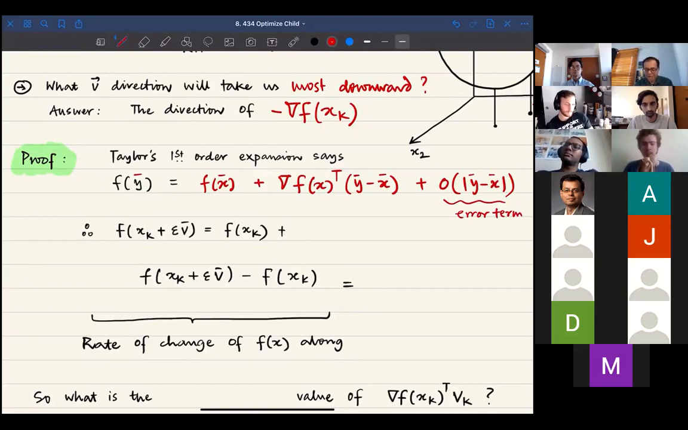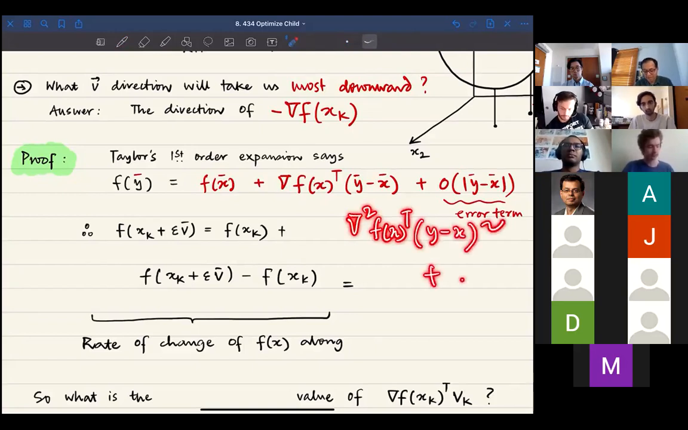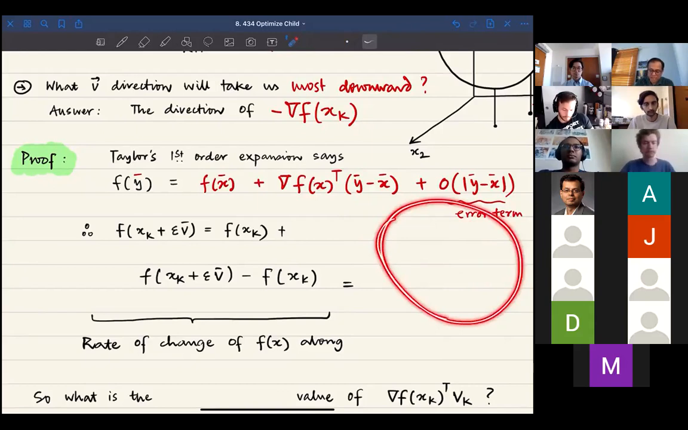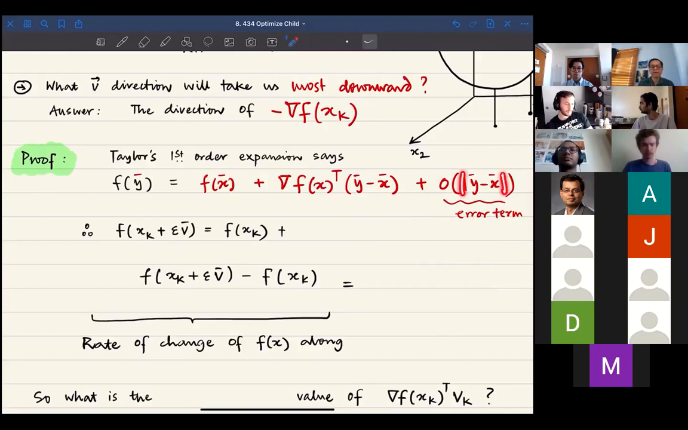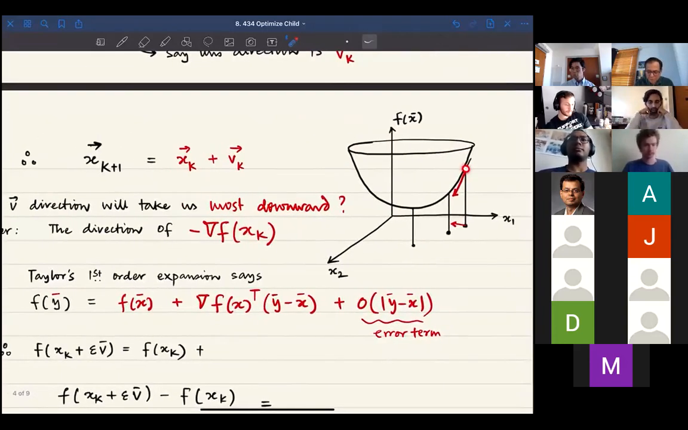In fact, you can even start writing more. You can start writing plus delta square F x transpose y minus x squared plus, you can keep going. Remember, these are the series expansions that you've seen, but it's also possible to take all those later terms and put them in some term over here, which is going to be of the order y minus x.